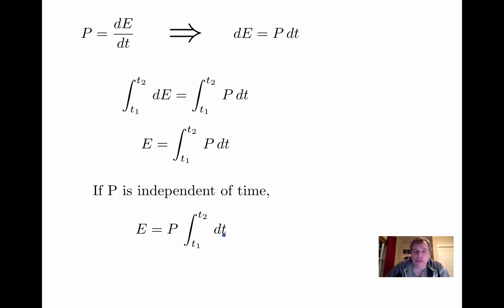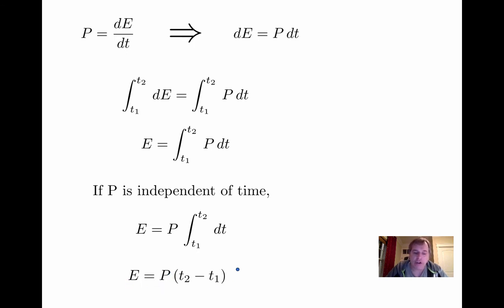The integral of dt is just t, and then you evaluate it between t2 and t1, so you get the energy is P times (t2 minus t1). Okay, this is the energy you get if the power is a constant in time. But in our RC circuits, power is not a constant of time.